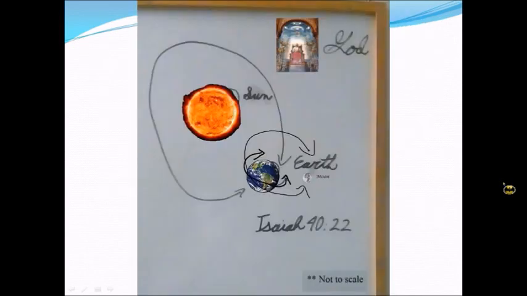Here's an illustration of the globe earth circling our nice sun, and the moon circling the earth, not to scale.